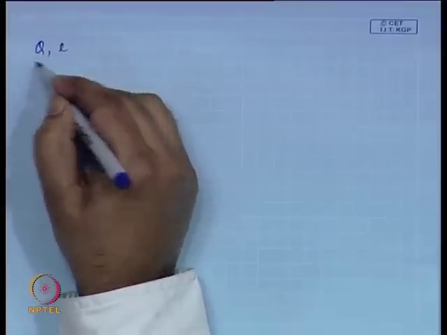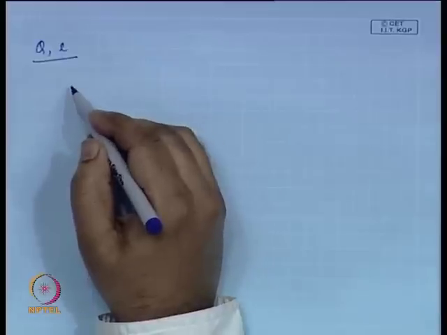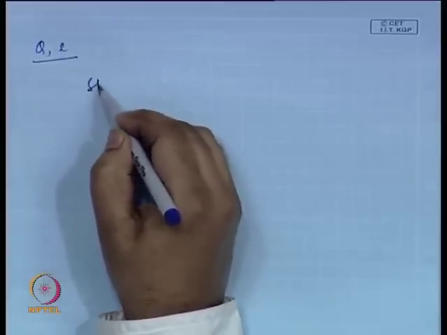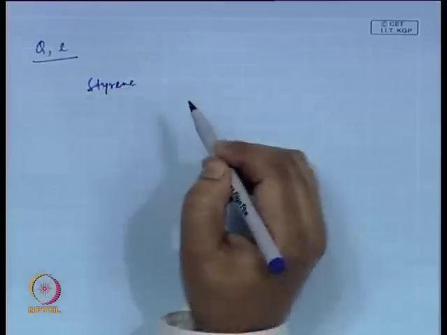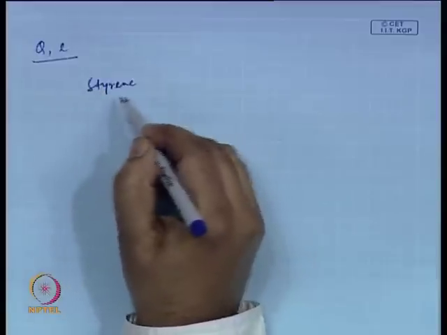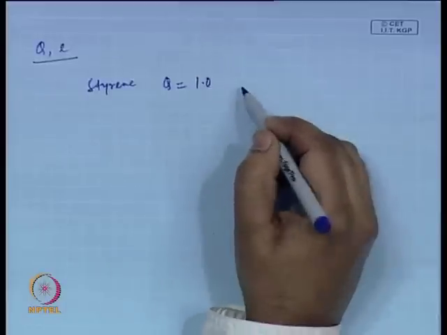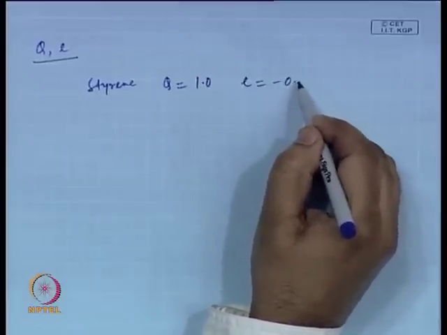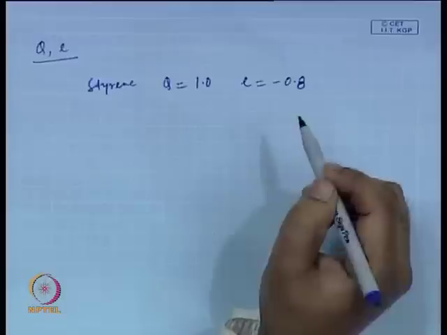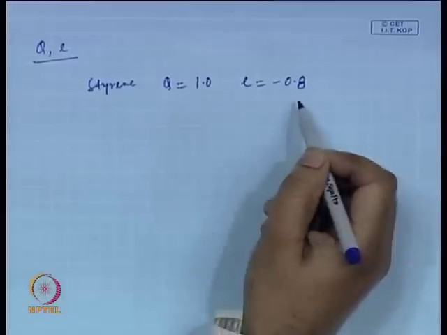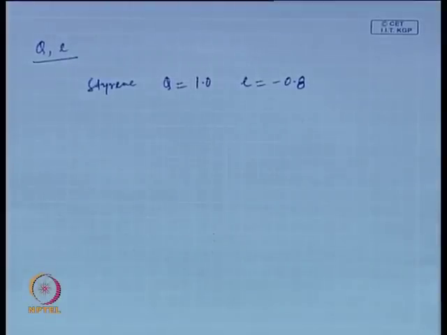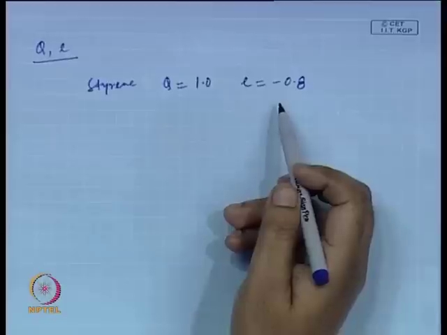Now, how do you get these values for Q and E? Arbitrarily, styrene has been assigned a value of Q equal to 1 and E equal to minus 0.8, and the rest of the monomers are compared with the value of styrene.